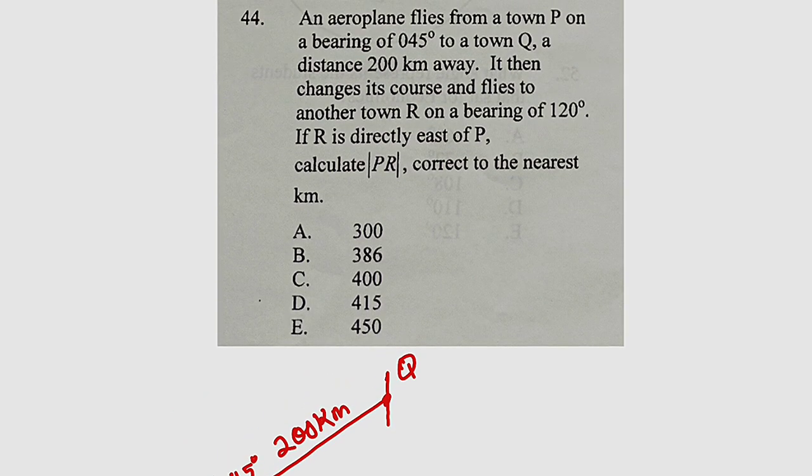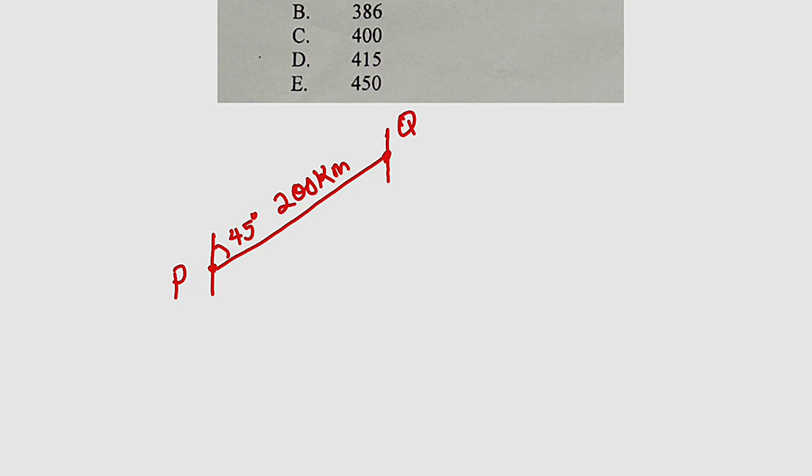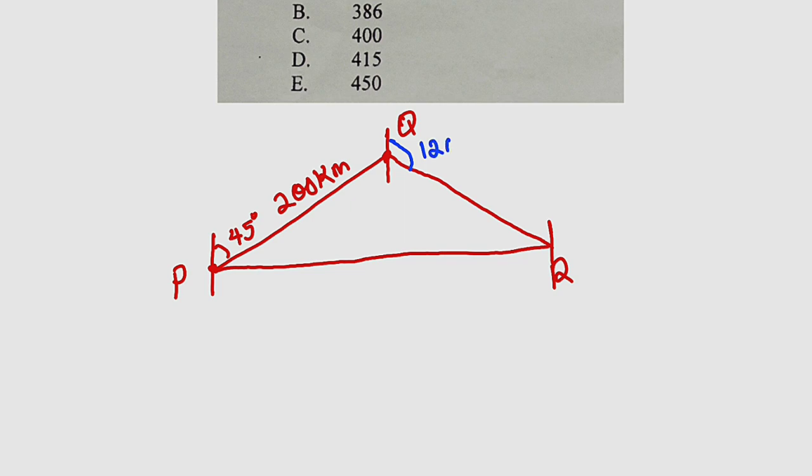And from Q, the plane travels to another town R on a bearing of 120 degrees. And according to the question, town R is directly east of P. So where is east of P? This is east of P, this parallel line, heading to what? Town R. So let's connect this point to this point. According to this question, this particular angle is 120 degrees. We're asked to find the distance from P down to R.